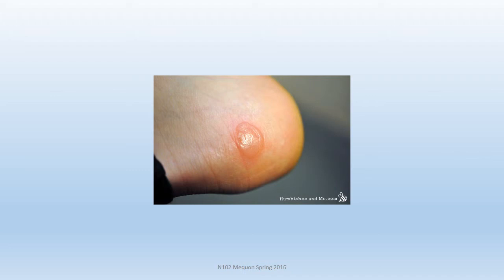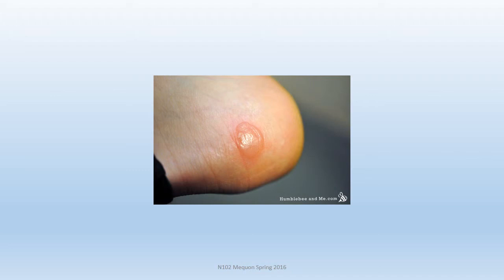This is a common finding. We've probably all had one of these. The layman's term for this is a blister. But in medicine and nursing, we refer to this lesion as a vesicle. A vesicle is a circumscribed, round or oval, translucent lesion, and it is filled either with serous fluid, which is the clear fluid, or sometimes blood.